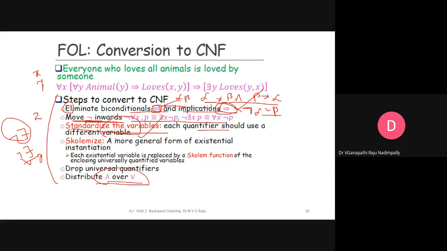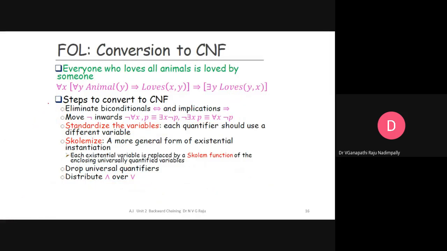Now, the next step is removing the exist symbols. This can be done with the help of skolemization. Next one is removing universal quantifiers. This is also called universal instantiation. Finally, you should show the sentences as clauses ANDed together, with OR symbols within a clause. Within a clause, you should have OR symbols. Outside the clause, you should have AND symbols. This is the process of CNF. For that, I have to follow these rules. Clear? Any doubts in this?